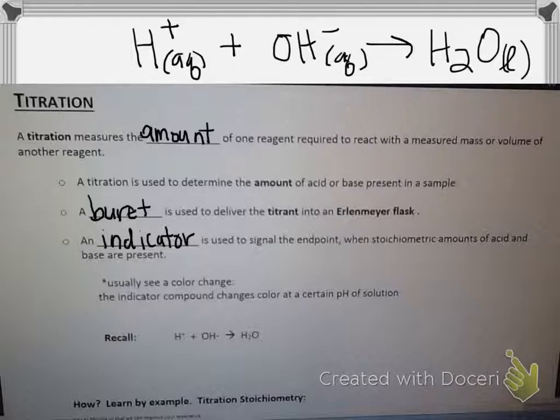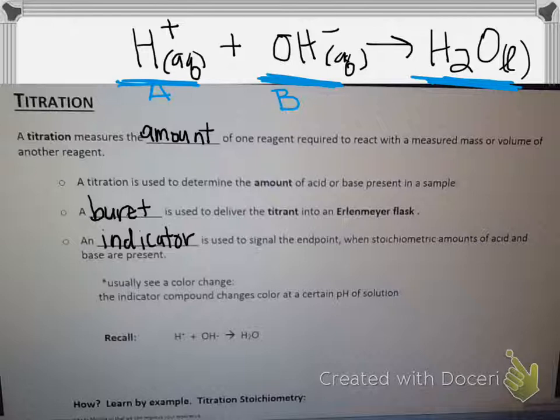What we see here is that we have a stoichiometric reaction. If we looked at this as molar quantities, for every 1 mole of proton, we need to react that with 1 mole of hydroxide to form 1 mole of water in this chemical reaction. The quantity of acid equals the quantity of base in order to neutralize the solution.